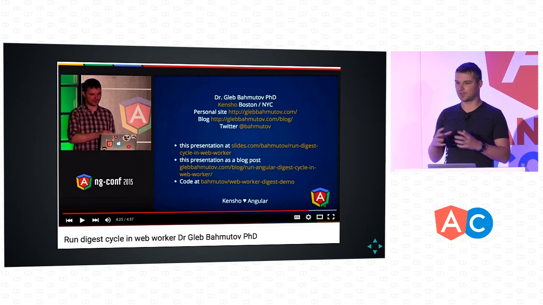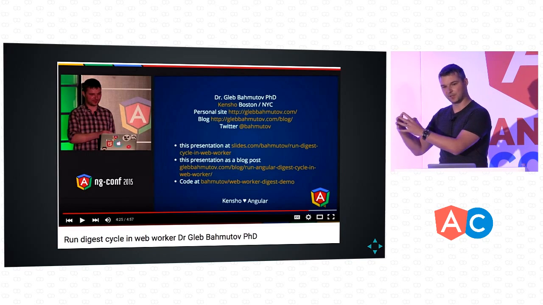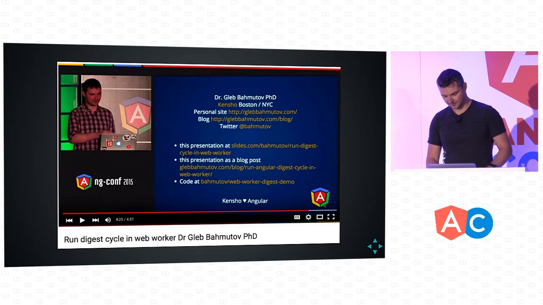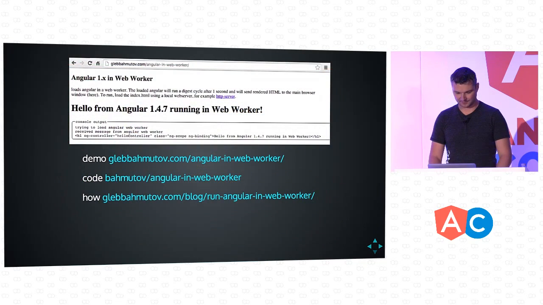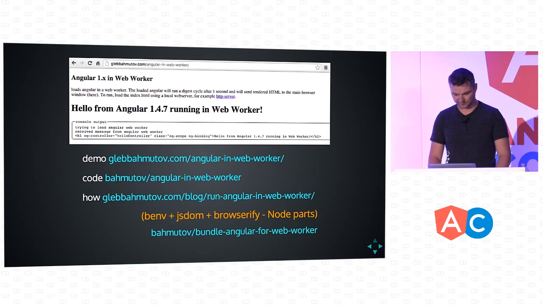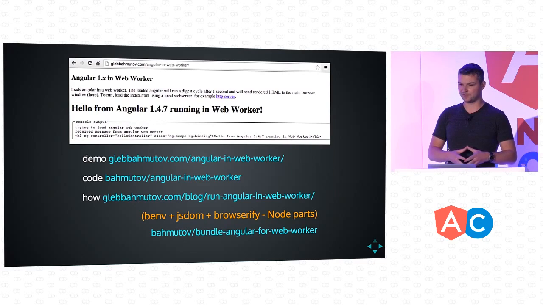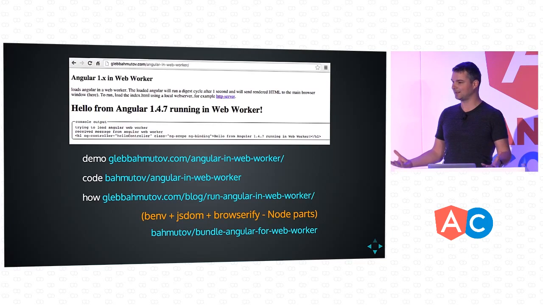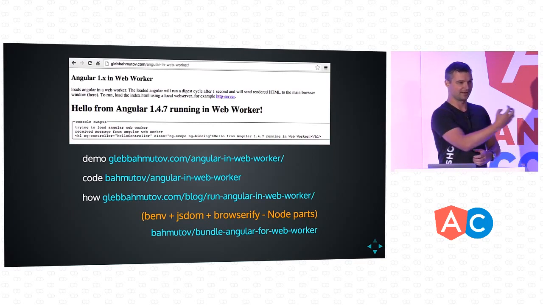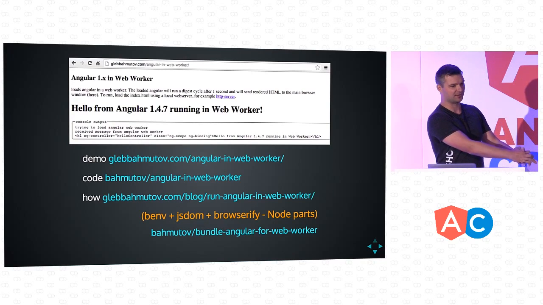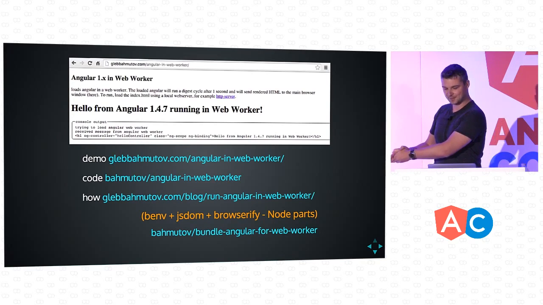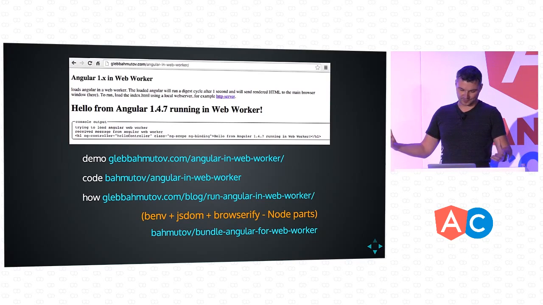At ngConf, I showed how to run the digest update in Angular 1, but inside a web worker for speed. After I finished the talk, I made the whole of Angular 1 run in a web worker, and you can read how I've done it. The code is all up there. Basically, I took jsdom, which is a synthetic DOM, and ran browserify. That makes no sense, but it works, right? You take Angular from a browser, add a synthetic browser for Node, then convert it to run back in the browser, and you remove all the Node parts, and so you get a bundle.